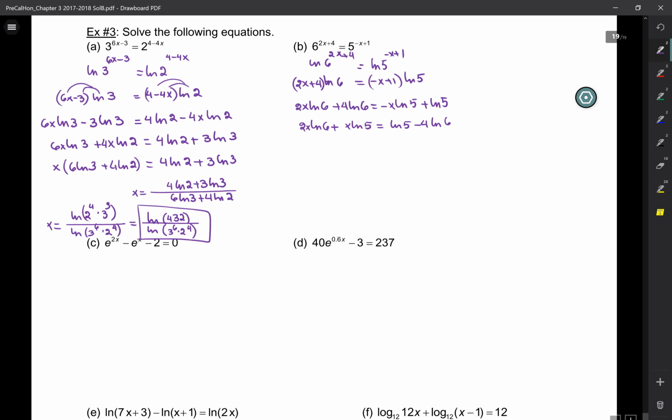And I'm going to take out an x because I can. And you know what I'm going to do this time? I'm going to condense here before I divide, because I can do that too. So this is going to be x times ln of 6 squared times 5. Right? How much is that? 36 times 5? How much is that? That's like 180, right? Equals ln of 5 over 6 to the 4.